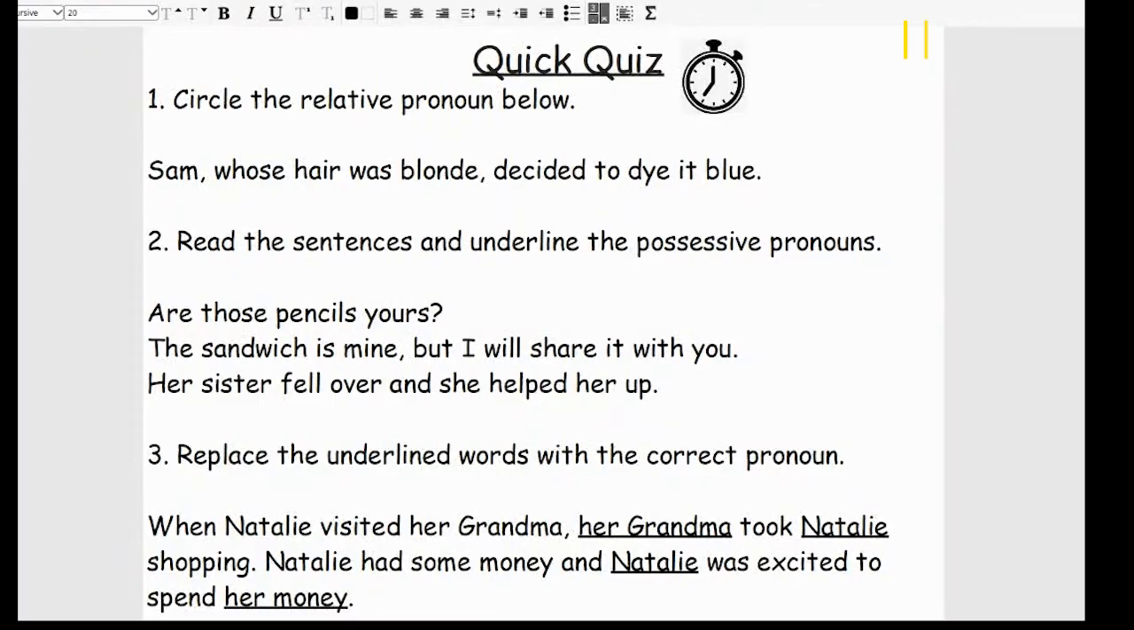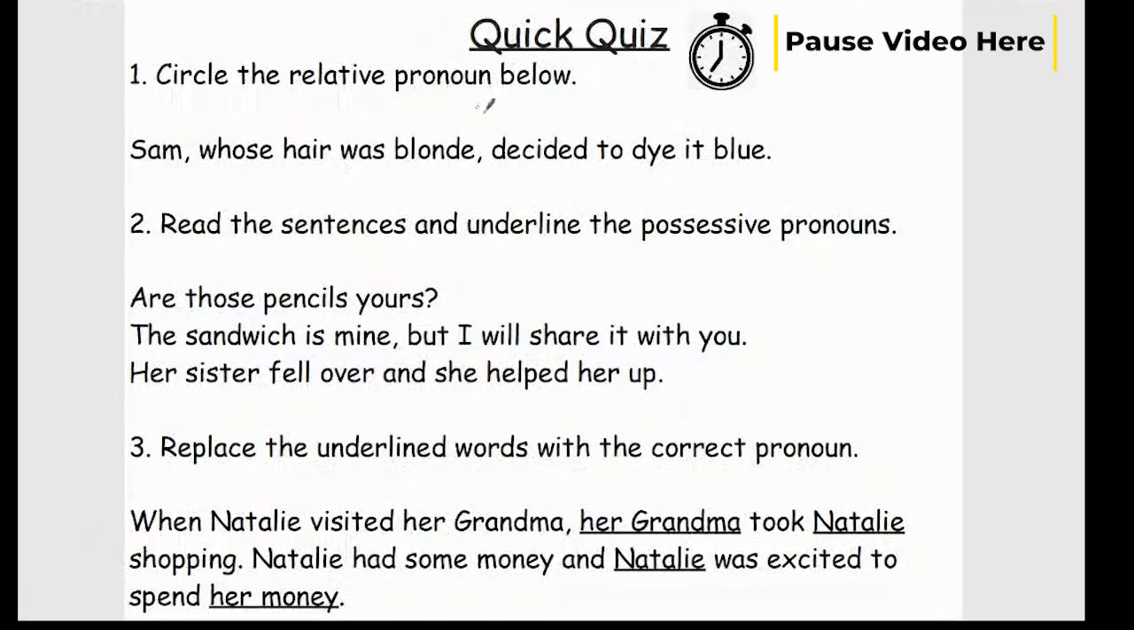So quick quiz time. Circle the relative pronoun below. Sam, whose hair was blonde, decided to dye it blue. So I would circle whose in that first one. Read the sentences and underline the possessive pronouns. Are those pencils yours? Yours is the possessive pronoun there. The sandwich is mine, but I will share it with you. Mine should be underlined there. And her sister fell over and she helped her up. Her is the possessive pronoun there.